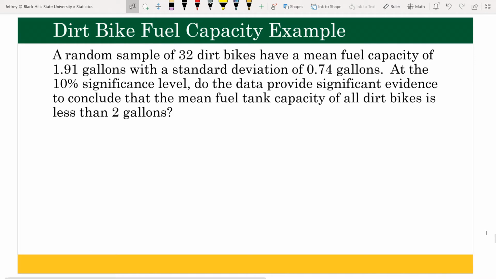So for this example, we're looking at the dirt bike fuel capacity where we have a sample of 32 bikes and they have a mean fuel capacity of 1.91 gallons and a standard deviation of 0.74 gallons. So we're going to figure out if the data provides significant evidence to conclude that the mean fuel capacity is actually less than 2 gallons.